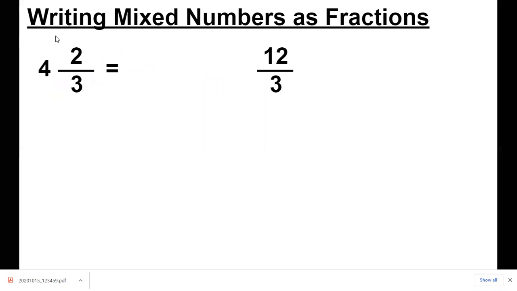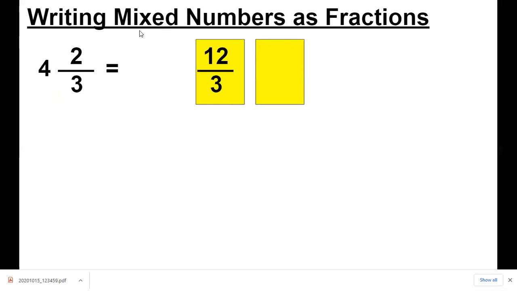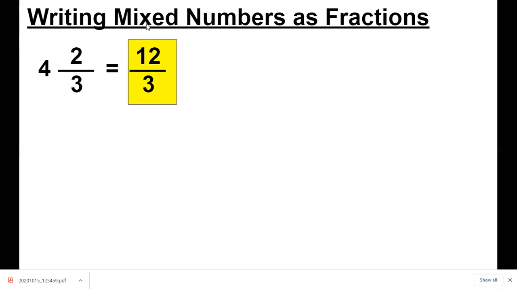So 12/3, 4 times 3 is 12, plus 2 more. Oh, it should be 14. 12, 13, 14. Should be 14. I'm going to fix that in just a moment. Look at me. I made an error. Mrs. Claus made an error. So this should be a 14 because 3 times 4 is 12 plus 2 is 14. 14 thirds. Okay. Let's move on.